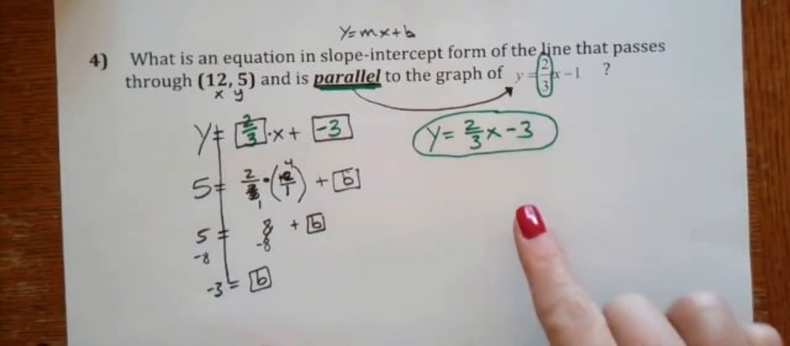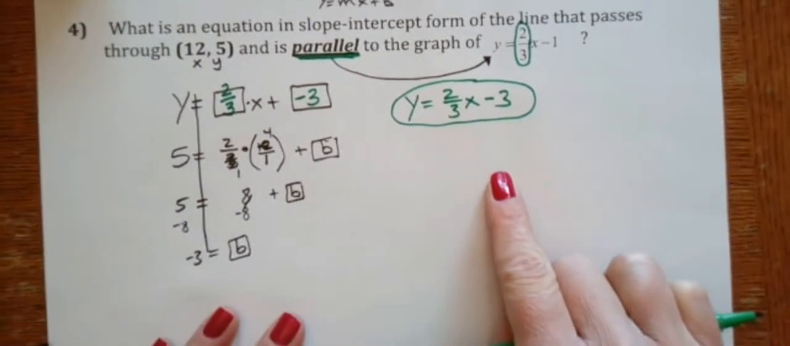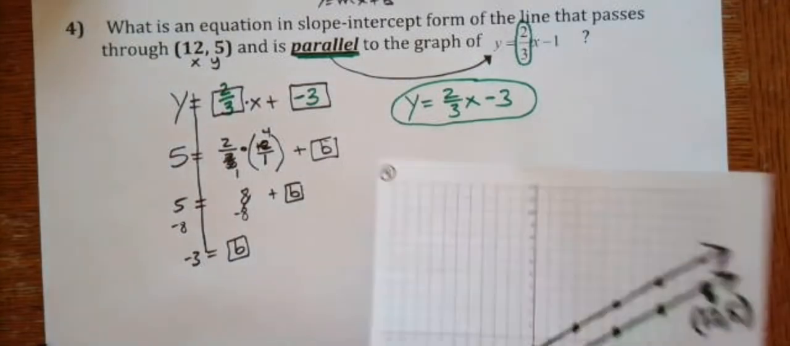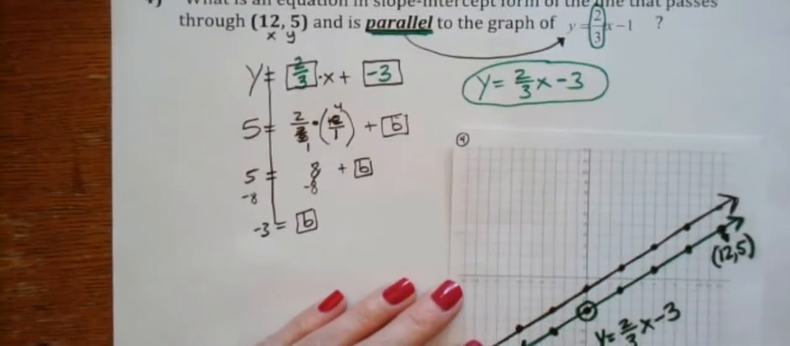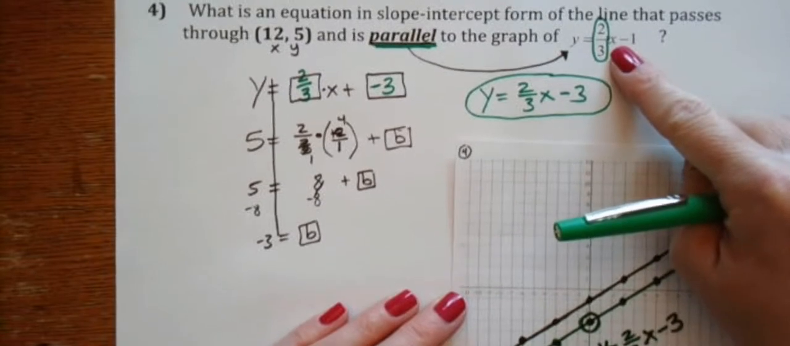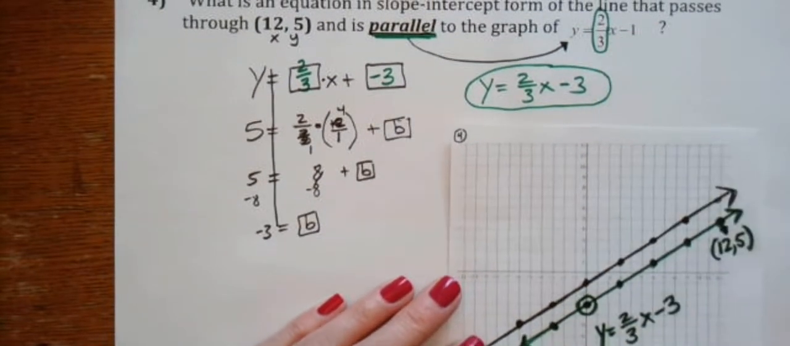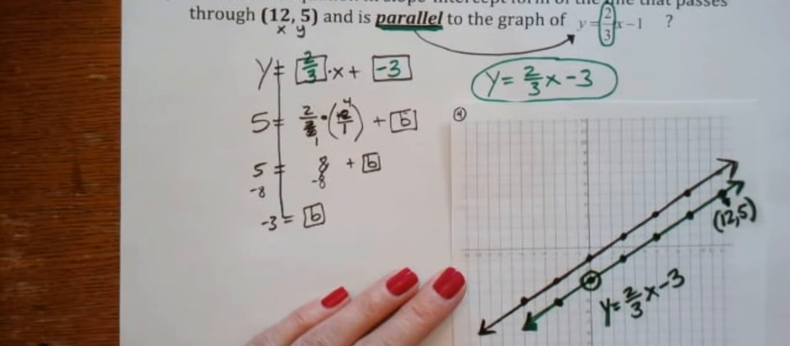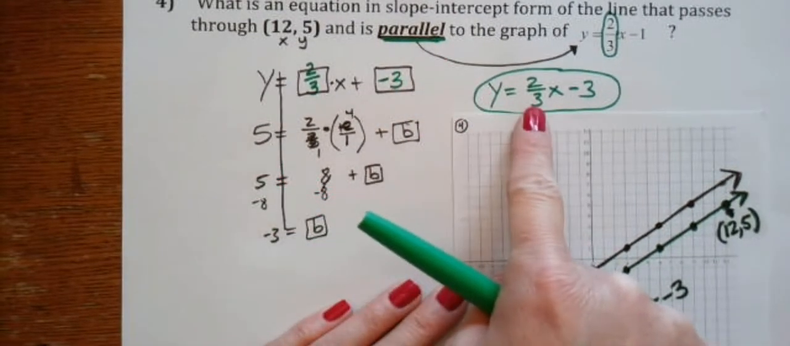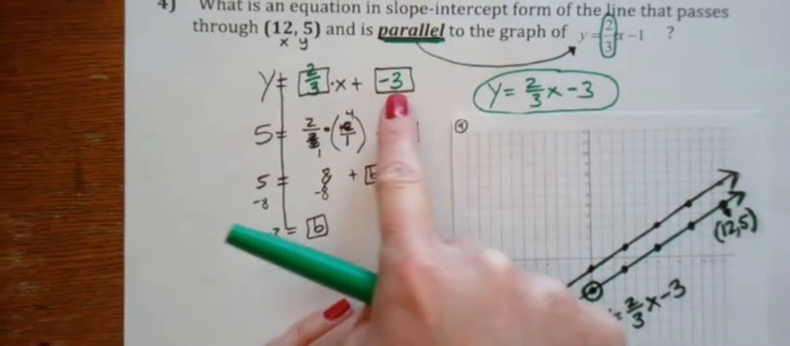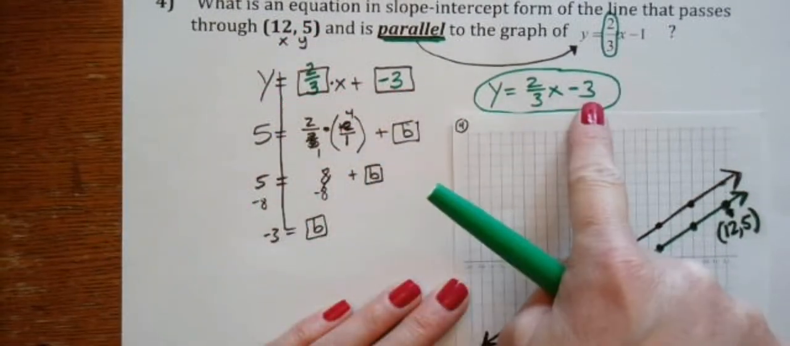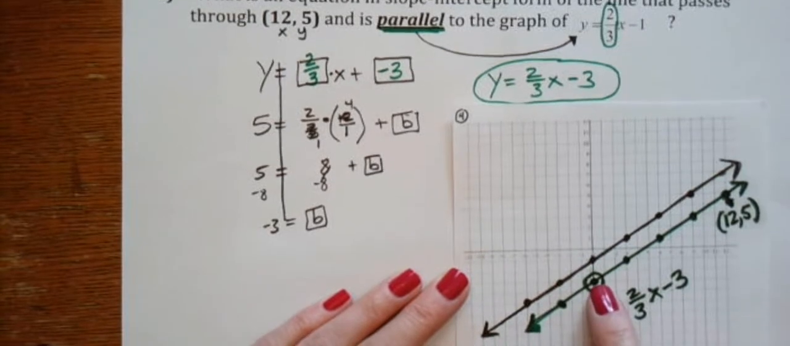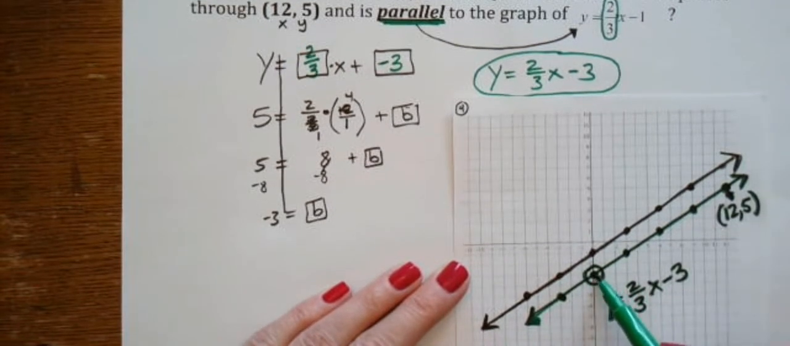All right, I want to give you a visual of what we just did. So hang on here. All right. We were given this original line, y equals 2/3 x minus 1. So what I did here was I graphed y equals 2/3 x minus 1. It's this black line right here. What we did was we found out the parallel line must have the same slope. We figured out by plugging in this point that the intercept of that parallel line would have to be negative 3.